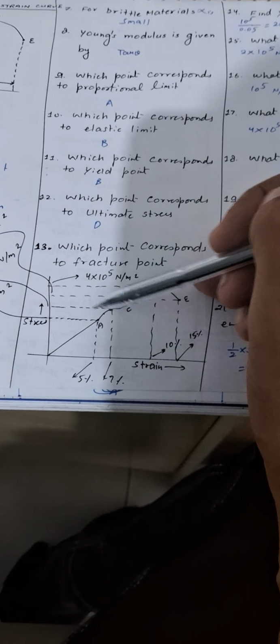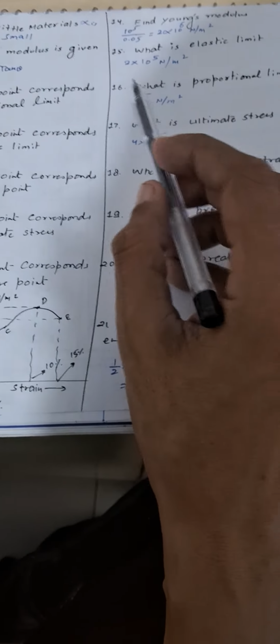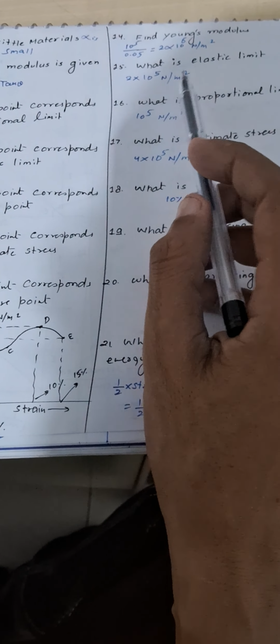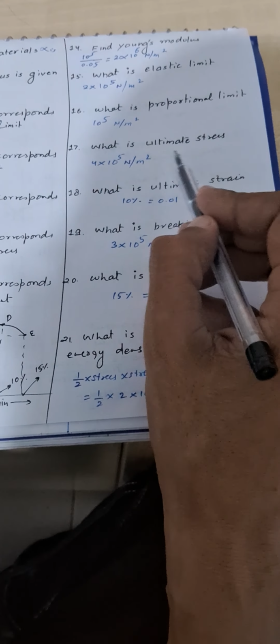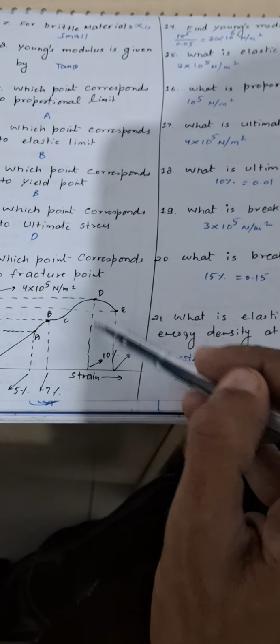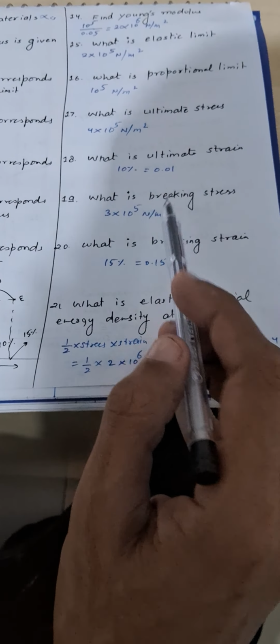Then we have the elastic limit. The elastic limit corresponds to point B, which is equal to 2 into 10 to the power 5 Newton per meter square. Then we have the proportional limit. It is given by point A, which corresponds to 10 to the power 5. Then is the ultimate stress. It corresponds to the maximum stress, which is 4 into 10 to the power 5. Then we have the ultimate strain. The corresponding strain for D is 10%, which is 0.01.